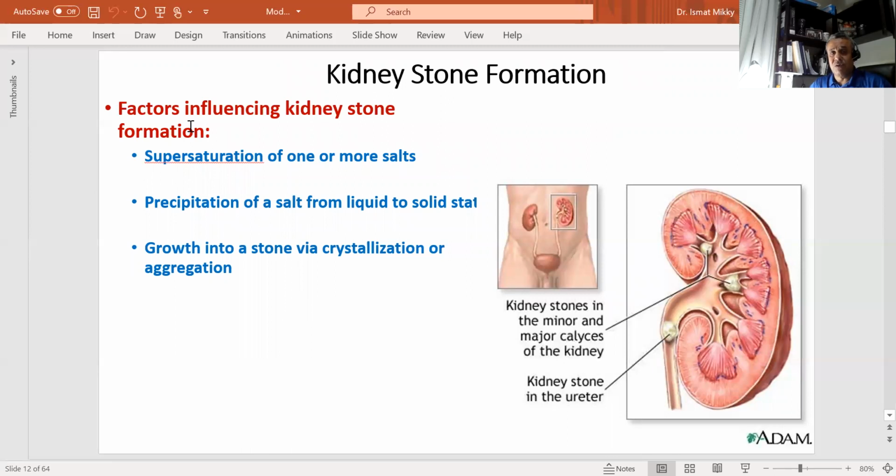Concentration, which means supersaturation or high concentration of the salt in the urine. Precipitation of salt from liquid to solid state.